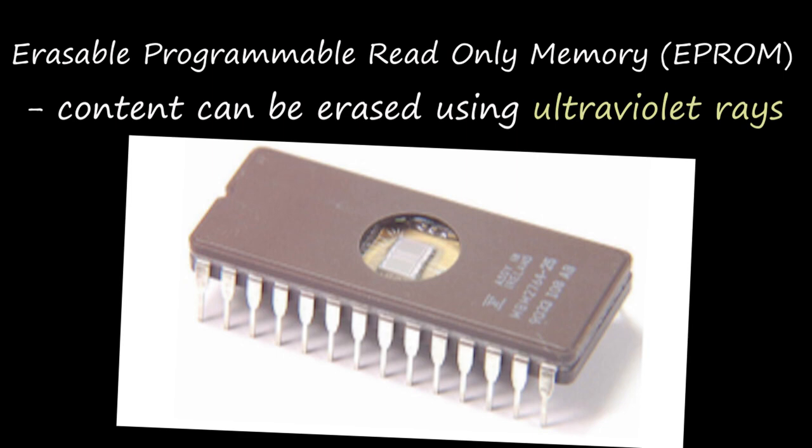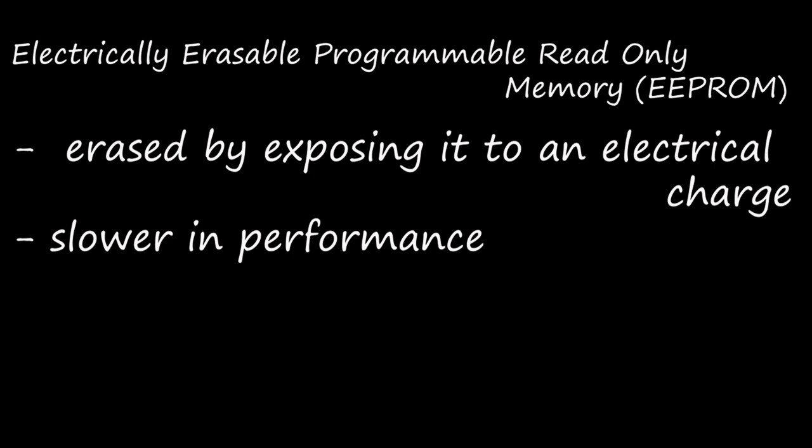The next one is electrically erasable programmable read-only memory. From the word itself you can say electrically erasable programmable read-only memory. It is a programmable read-only memory that is electrically erasable. That means we can erase the data in this memory by exposing it to an electrical charge. When an electrical charge is applied to this programmable read-only memory, the content here will be deleted. This retains its content even when the power is off.